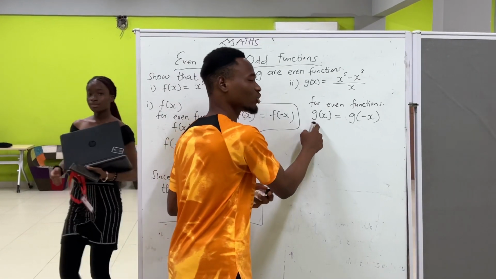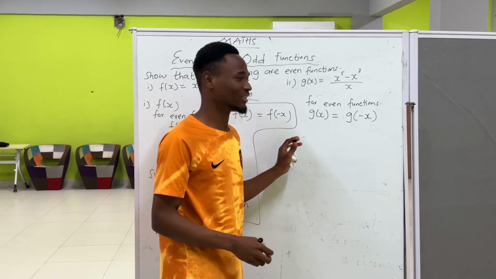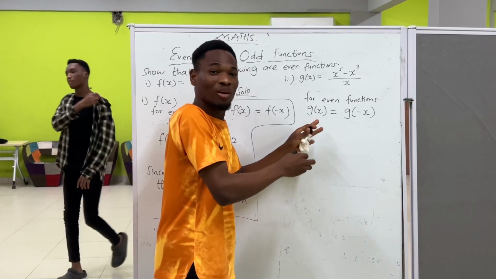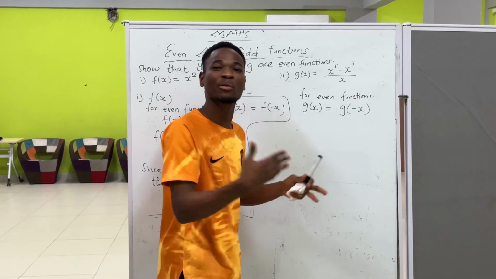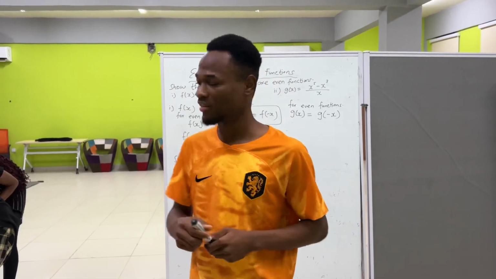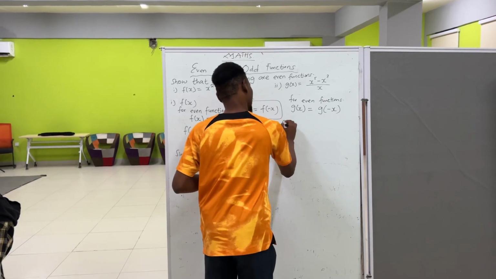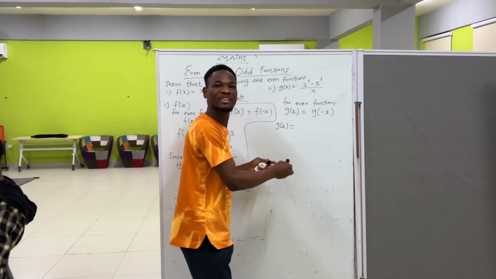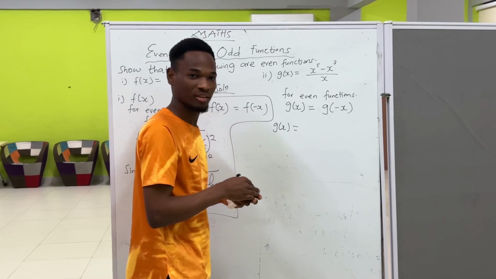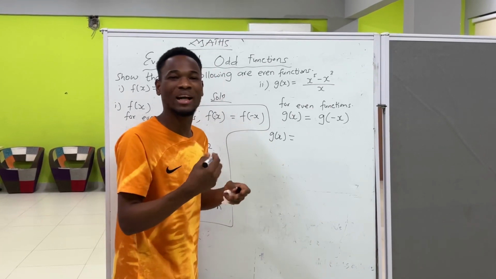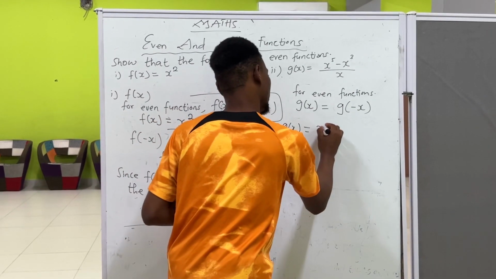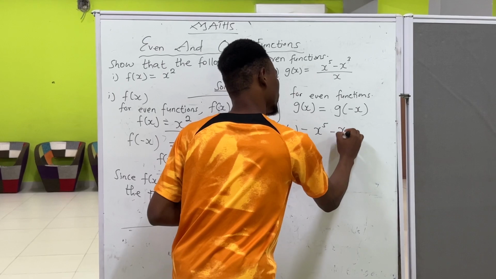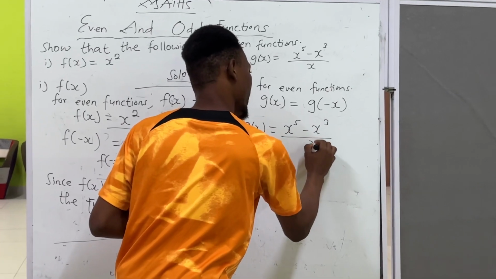So now, let me solve the left hand side first and see whether. Let's solve the left hand side first. When we are done, we'll now come and solve for the right hand side, then we compare. If they are the same, then the function is what? Is even. So now, I have my g of x, which has been stated in the question already. So, no need to do further calculation. You get it? So, I'll just write it this way. I have x to the power 5 minus x to the power 3 all over x.